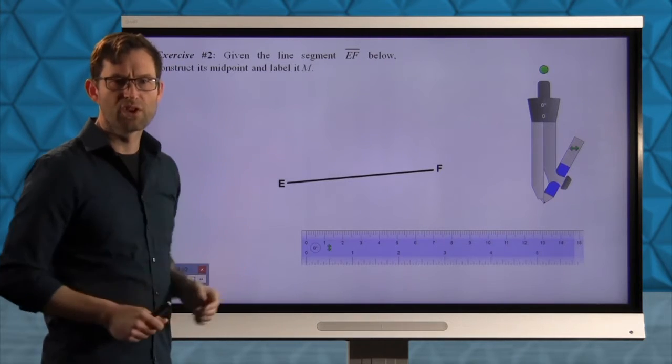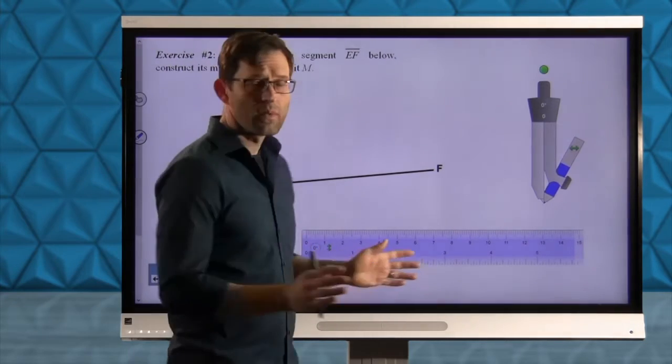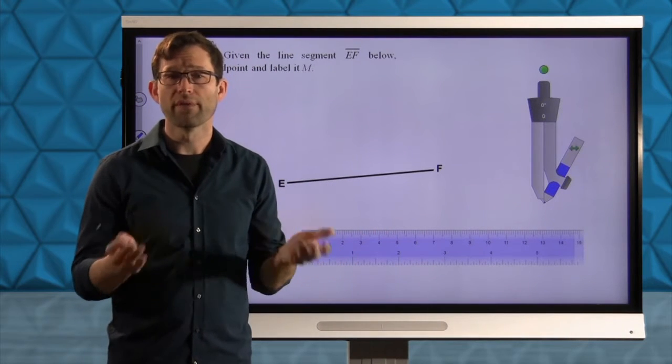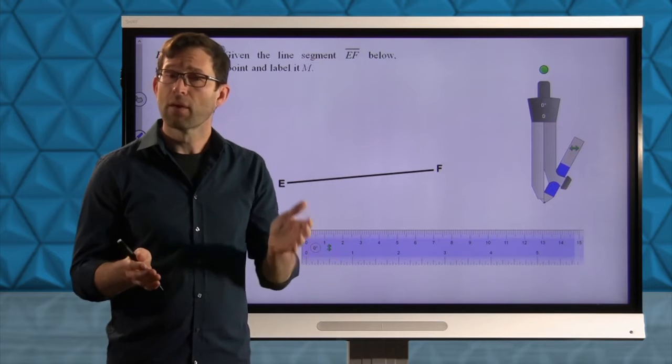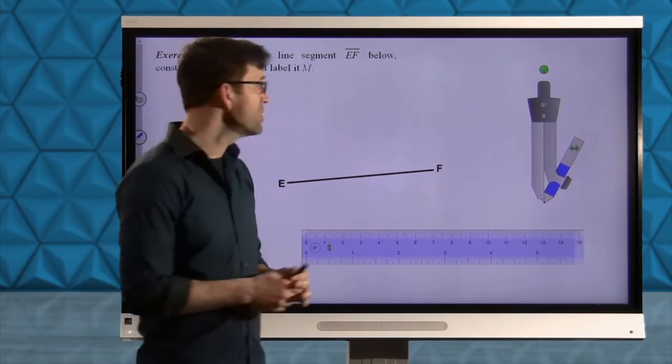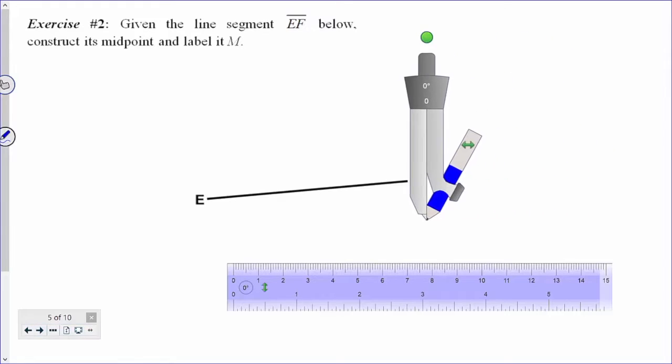All right, let's go through it. To find the midpoint, what we have to do is bisect the segment. We have to create the perpendicular bisector, and then where it intersects this line segment will be the midpoint. So let's do it. I'm going to do it the fast way, and I'll show you what I mean by that.